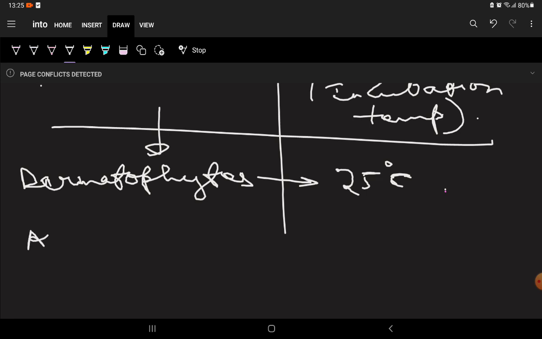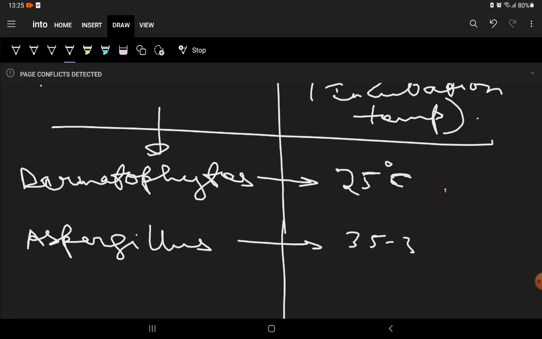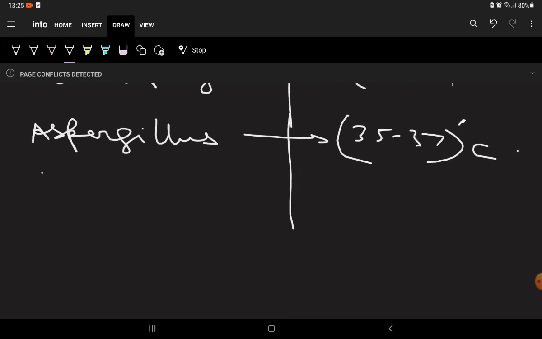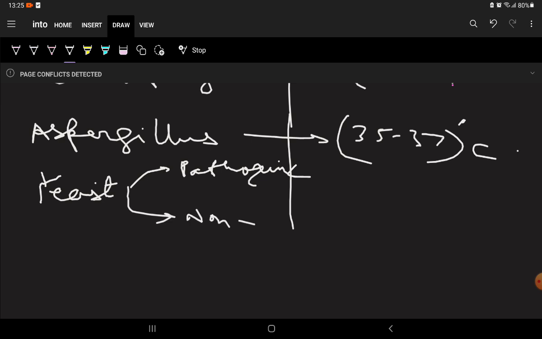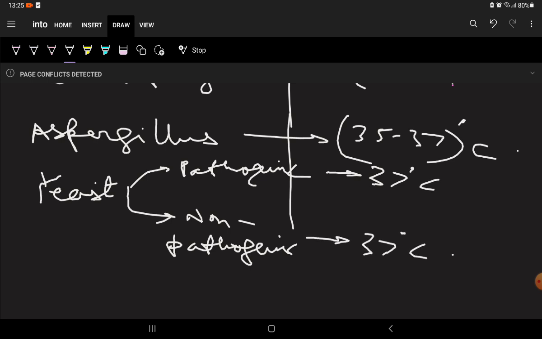Next is Aspergillus. For Aspergillus the incubation temperature is 35 to 37 degrees Celsius. After Aspergillus we have yeast. Any kind of yeast, whether pathogenic or non-pathogenic: pathogenic is 37 degrees Celsius and non-pathogenic is also 37 degrees Celsius.